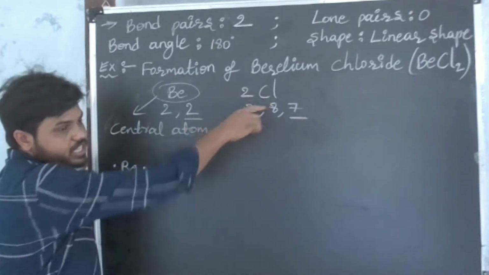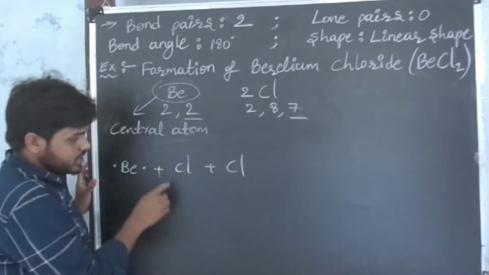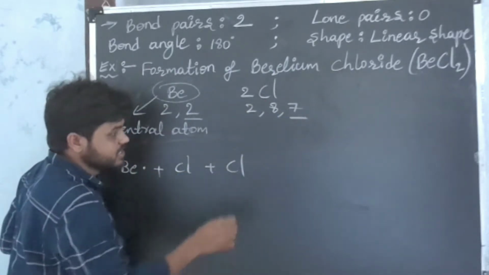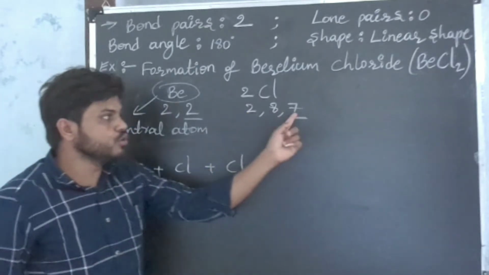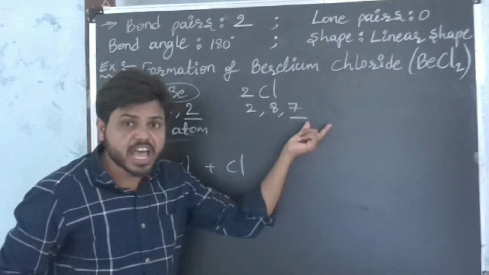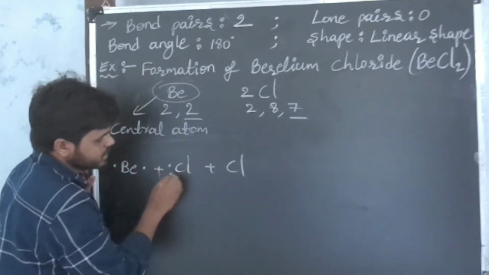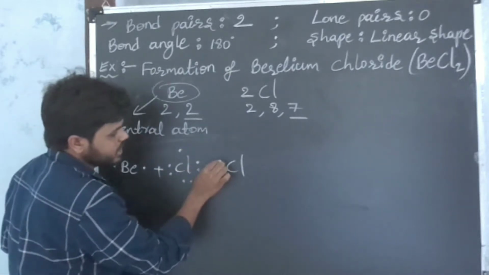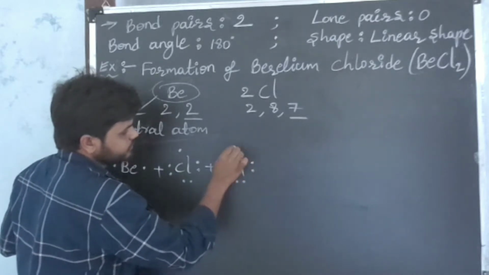Now, how many chlorines are there? Two chlorines. I am taking two chlorines. In each chlorine, how many valence electrons are there? Seven valence electrons. I am placing these seven valence electrons around the symbol. Here also I am placing seven valence electrons around the symbol.